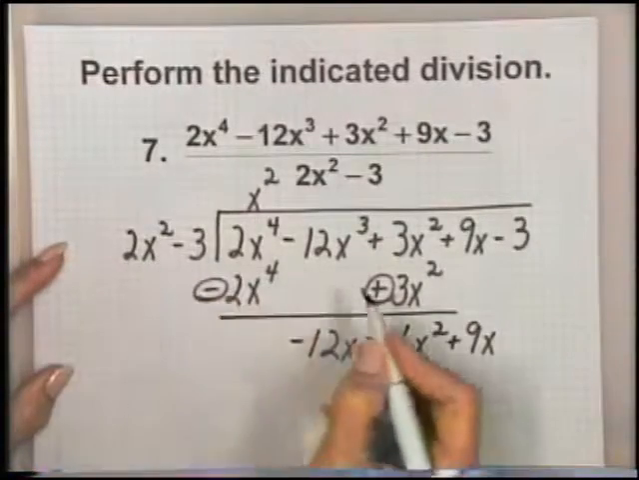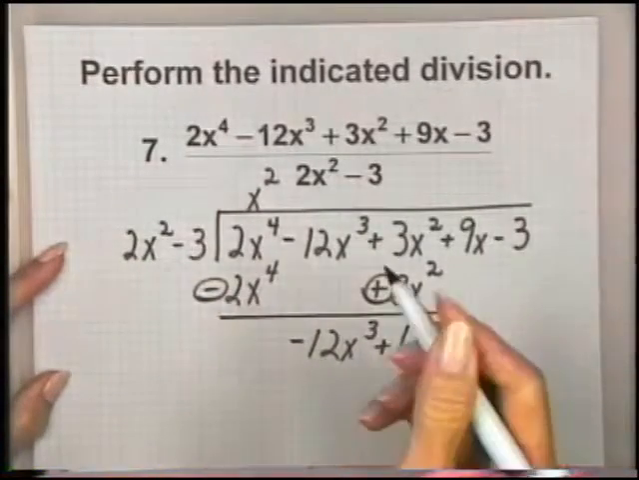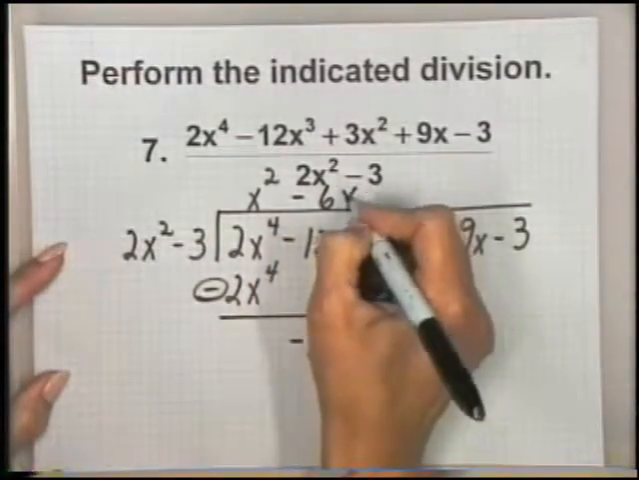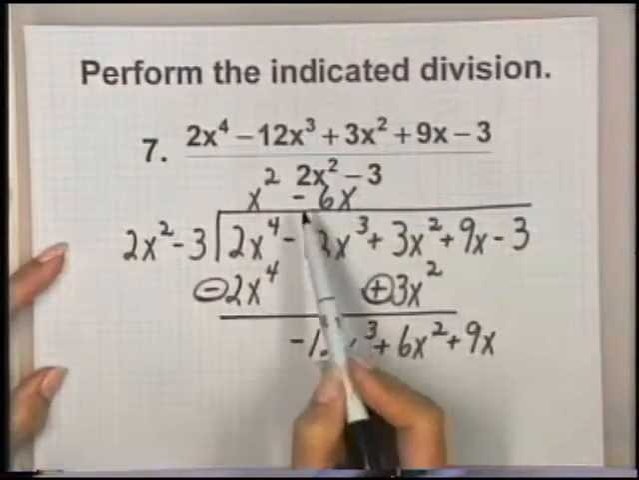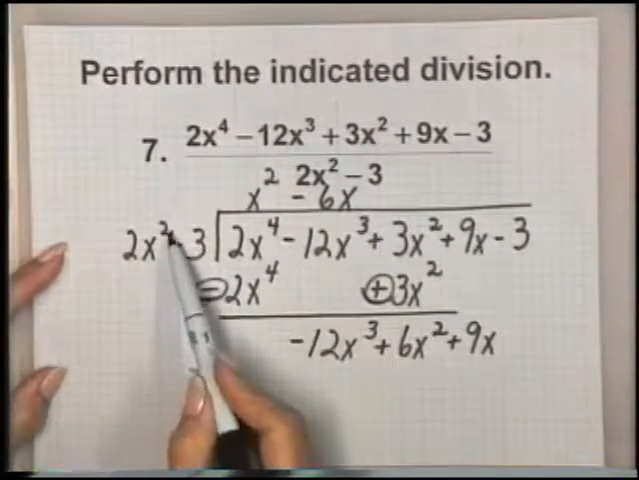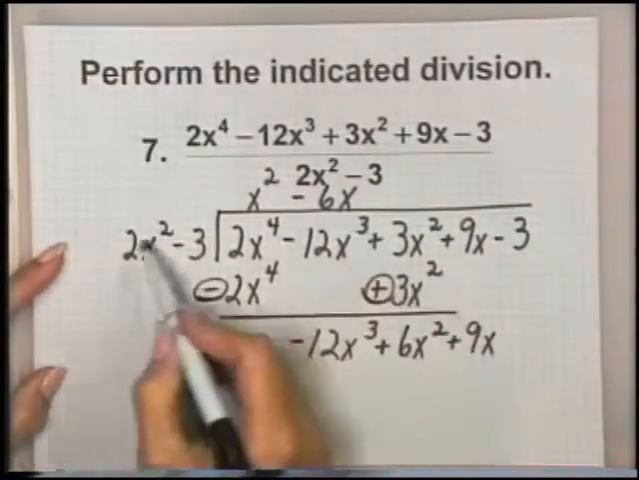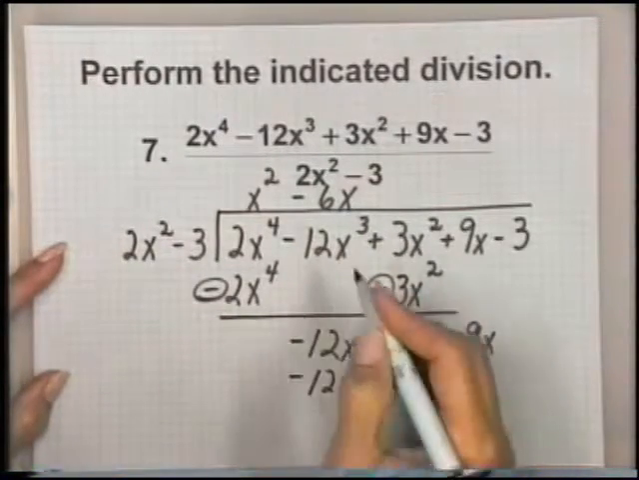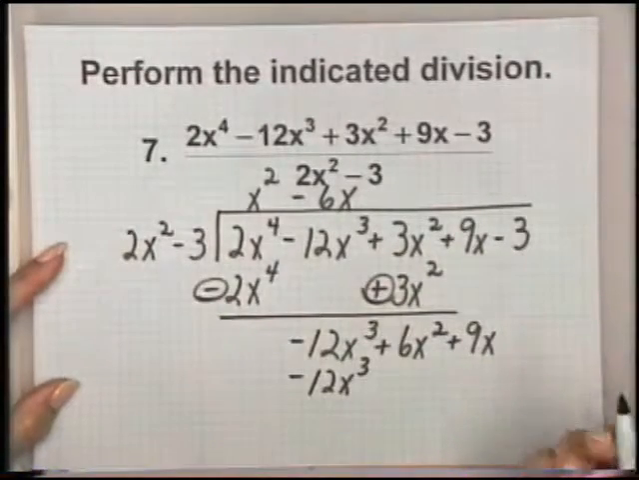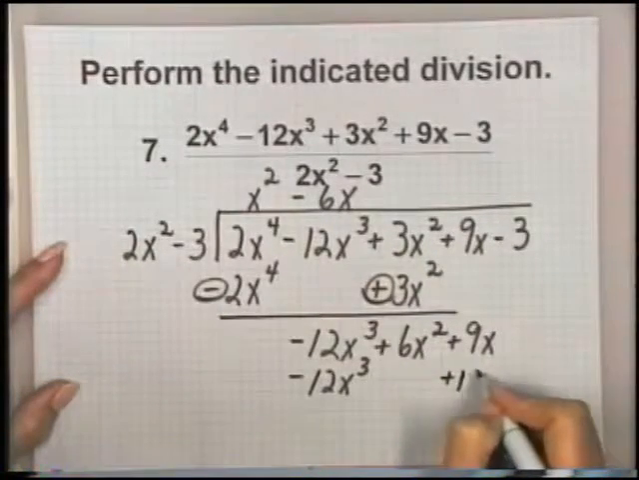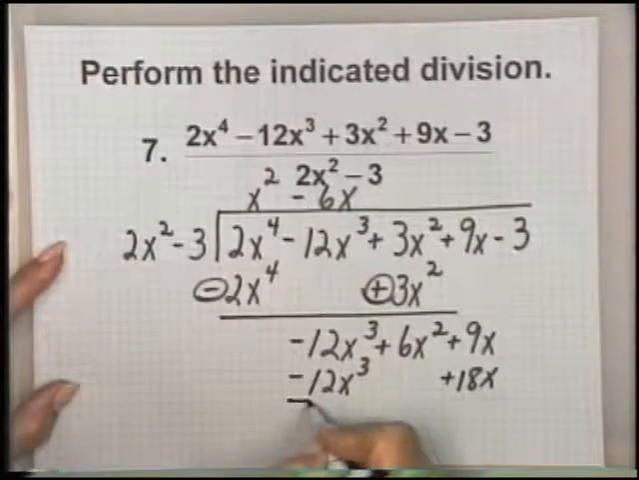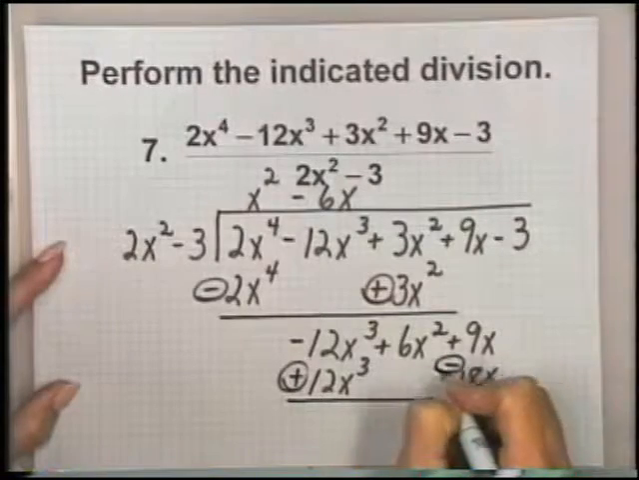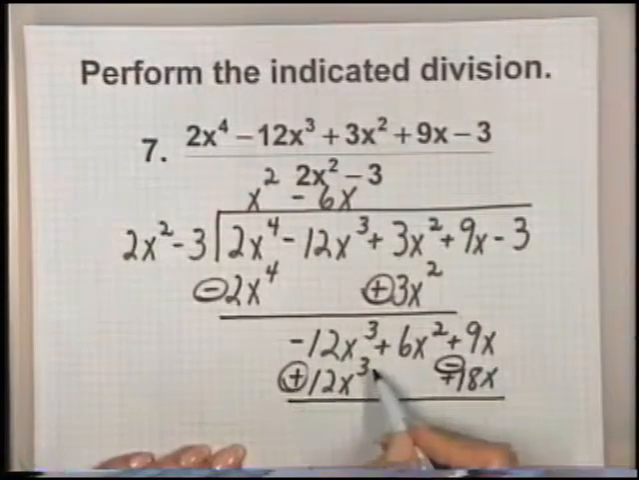Now let's start the process again. Let's divide 2x squared into minus 12x cubed. It will go minus 6x. Let's multiply minus 6x by the 2x squared minus 3. Minus 6x times 2x squared is minus 12x cubed, and minus 6x times minus 3 is a positive 18x, and it has to go in the x column. When I subtract, I have to change the signs.